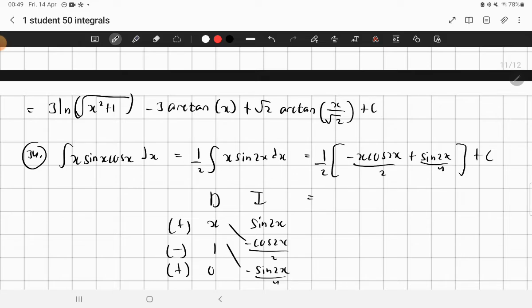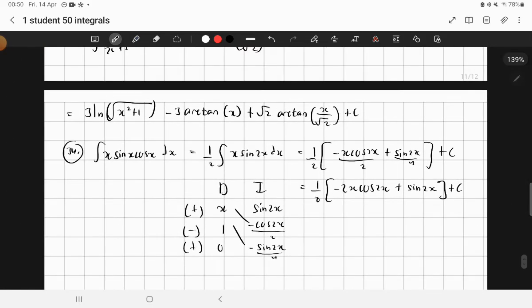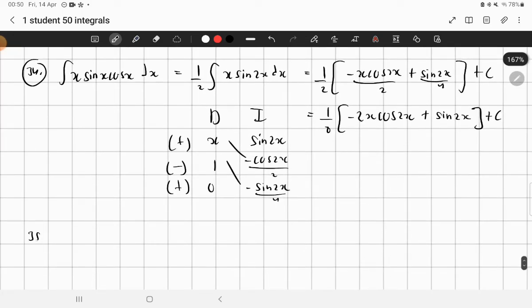So in the end we will obtain 1 over 8 times negative 2x cosine of 2x plus sine 2x plus C. Alright, it's a nice integral. But I believe we have the same answer, sorry, different answer. Oh, we do have the same answer. Come on, website, finally. So let's move on to question 35.